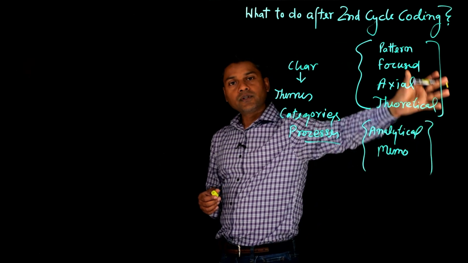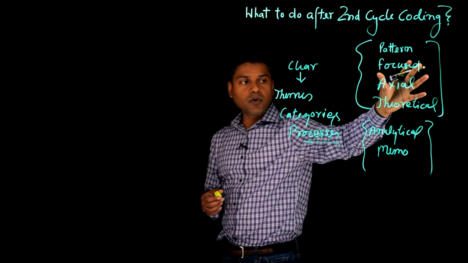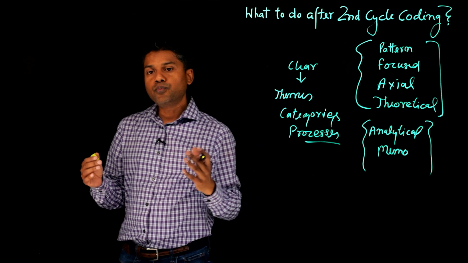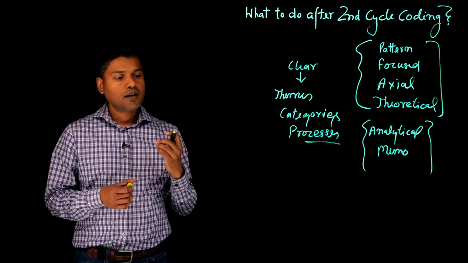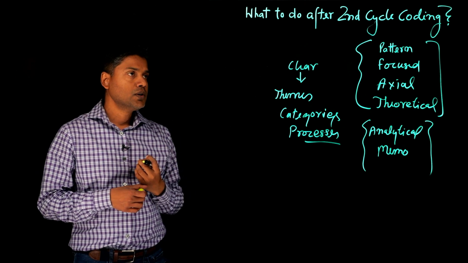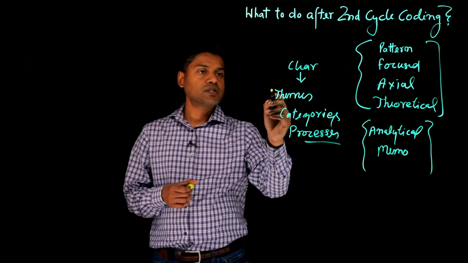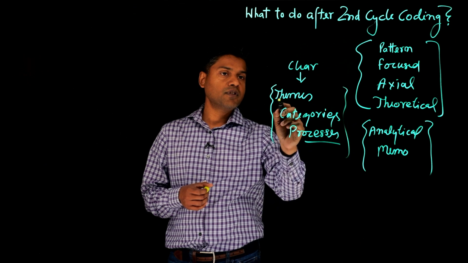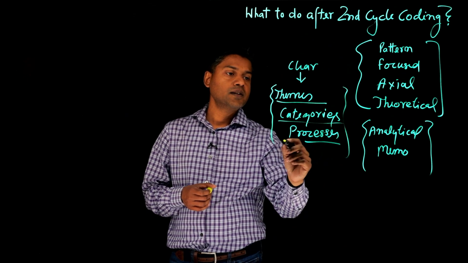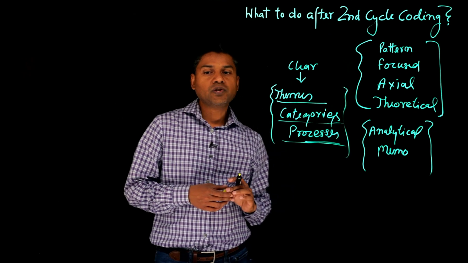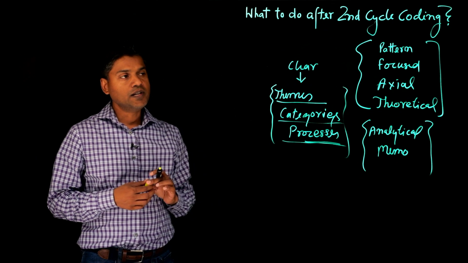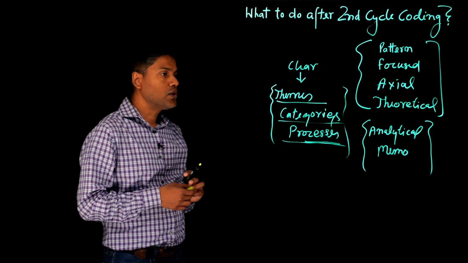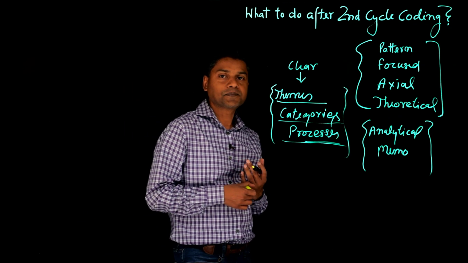Now, your first cycle coding, second cycle coding, and your analytical memo together, this whole process will help you to get a clear sense of the themes, categories, and the processes which are inherent in the data. So now the question is, what to do after second cycle of coding?